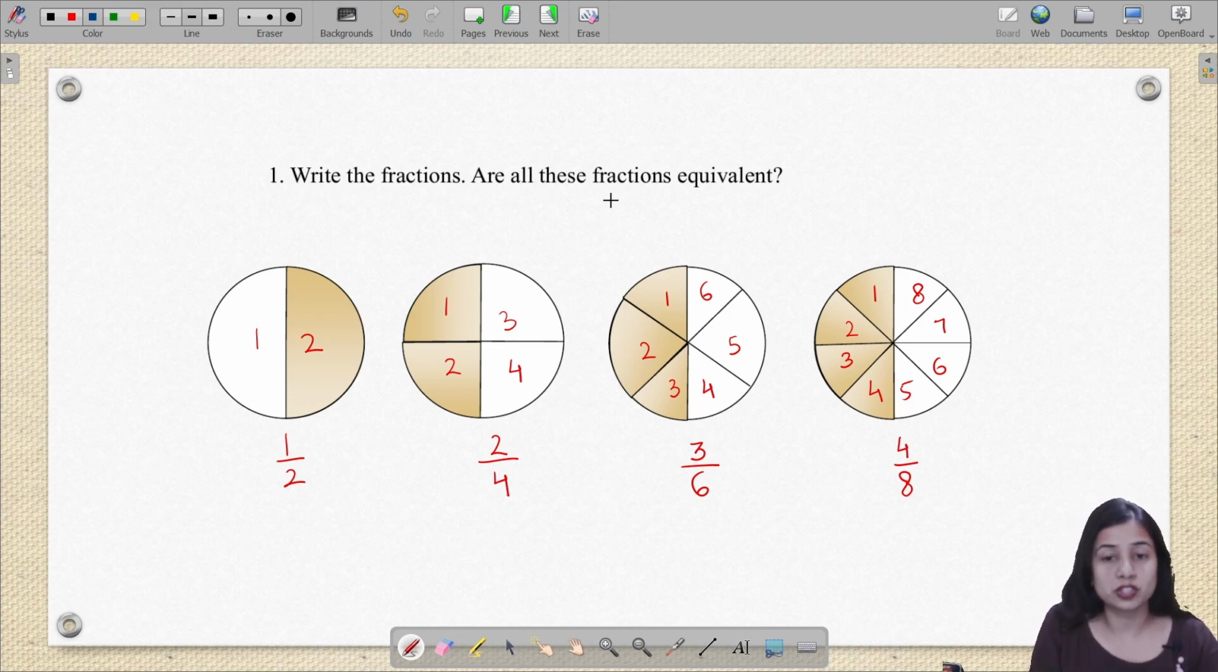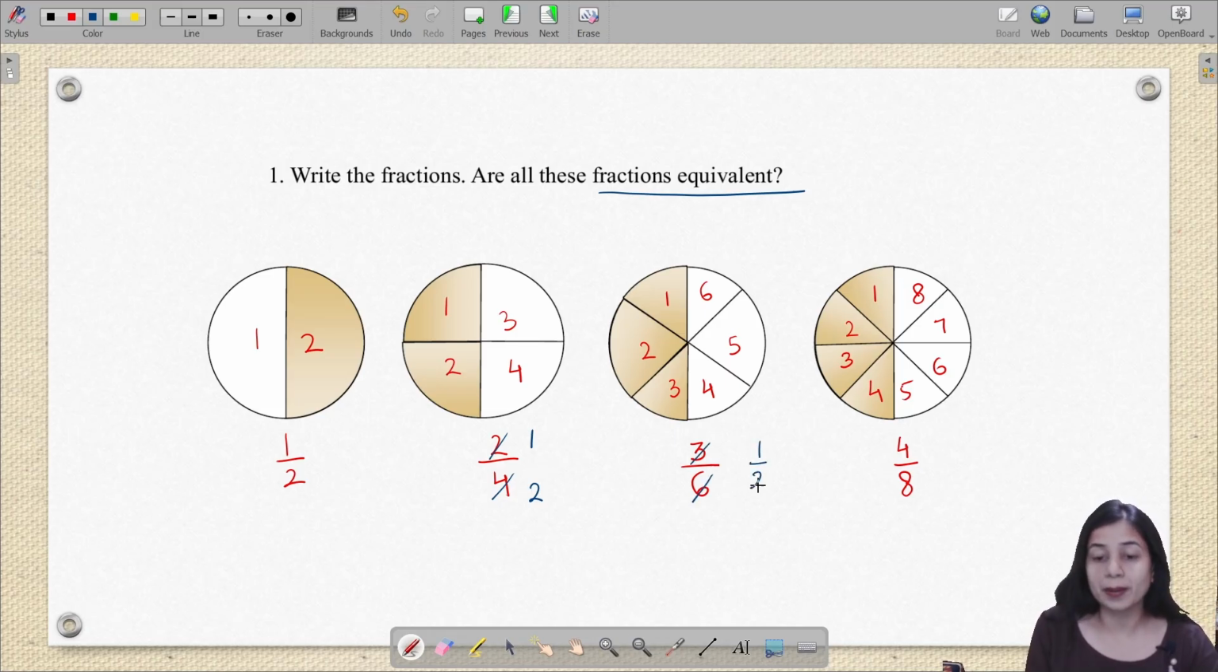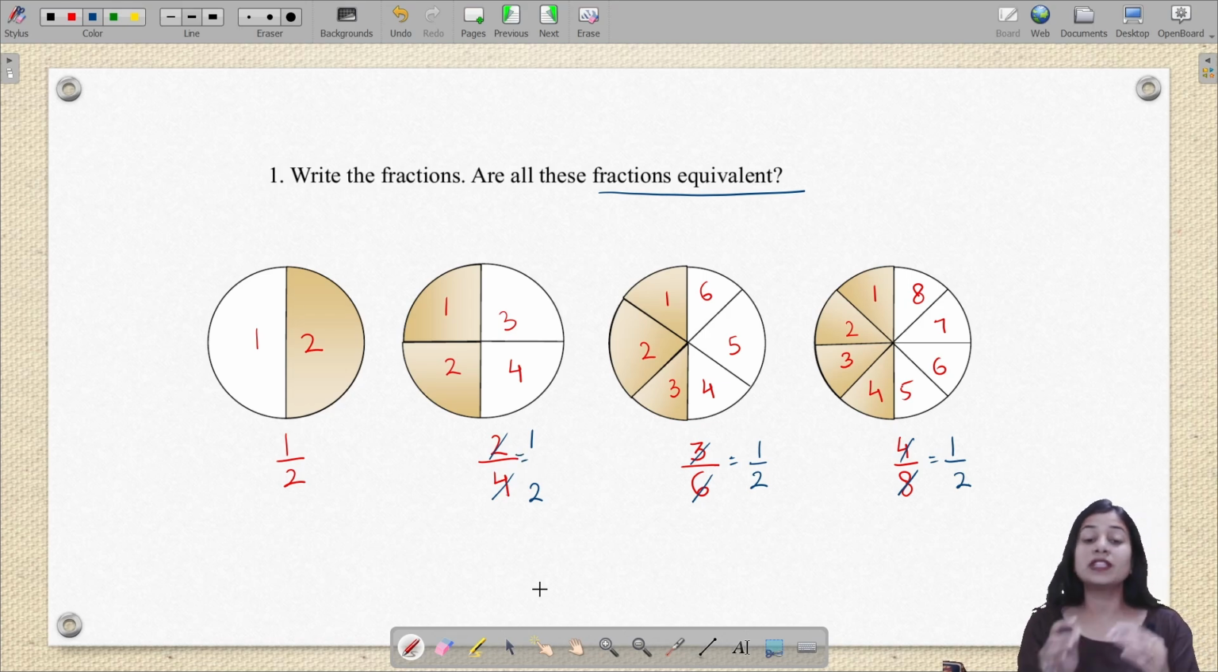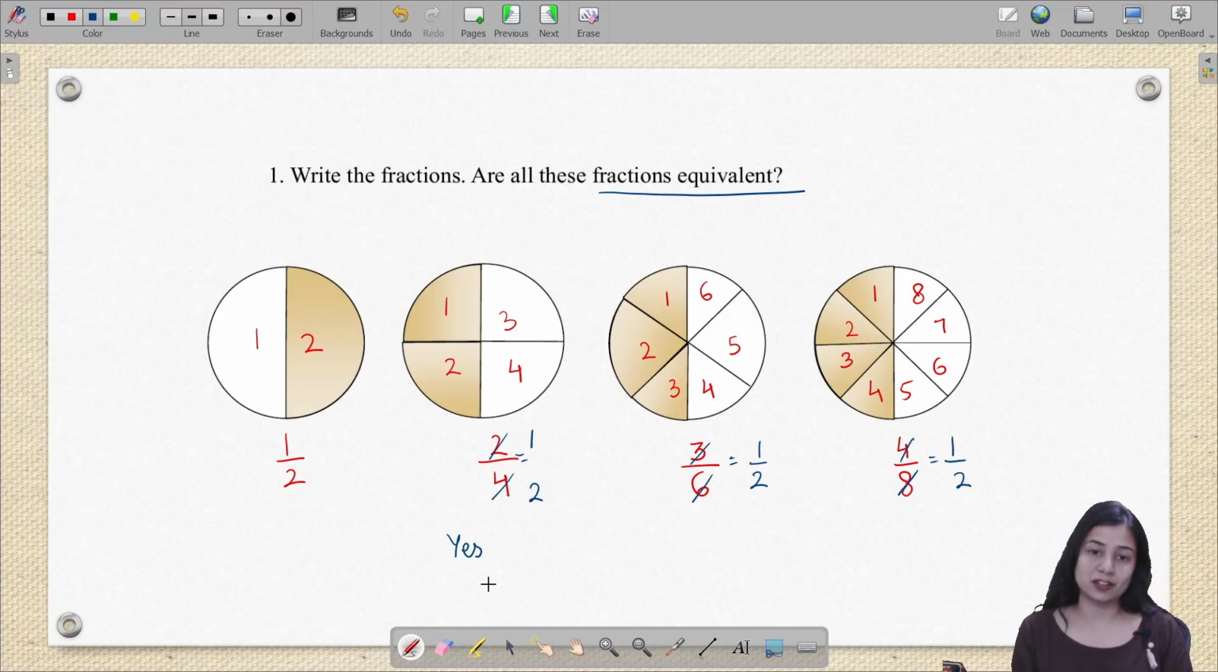So here we have to check whether the fractions are equivalent or not. So how are we going to do it? We are going to simplify them. Like 1 by 2 is already simplified, in lowest form. Then second, 2 by 4, if we divide it by 2, we are going to get 1 by 2 after simplifying. 3 by 6 also gives us 1 by 2. 4 by 8 also gives us 1 by 2. So we can clearly see that all of these fractions are turning up to half, 1 by 2, which means yes, these are equivalent fractions.